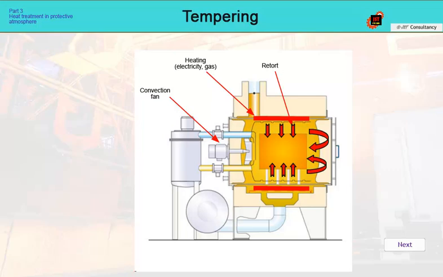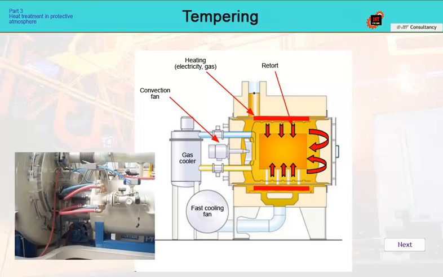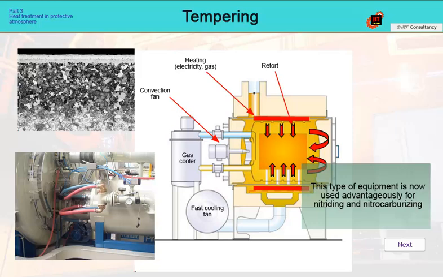However, in order for the furnace to cool sufficiently quickly, it is equipped with another fan and gas cooler, which ensure the cooling of both the batch and the retort in an acceptable time. Retort furnaces are advantageously used primarily for nitriding and nitrocarburizing. This type of furnace is also offered for tempering too.